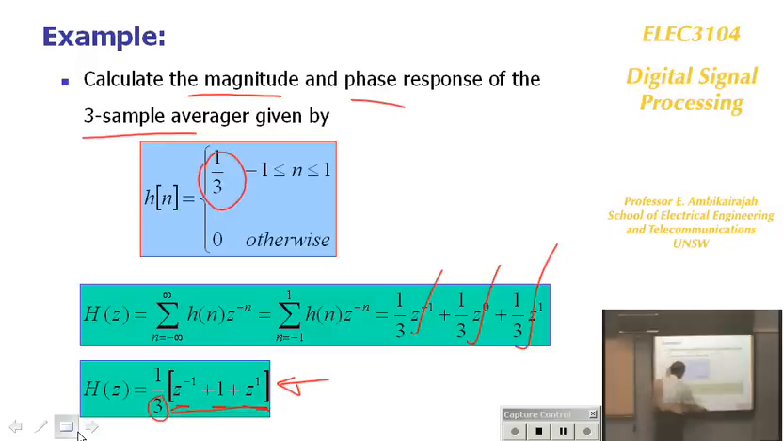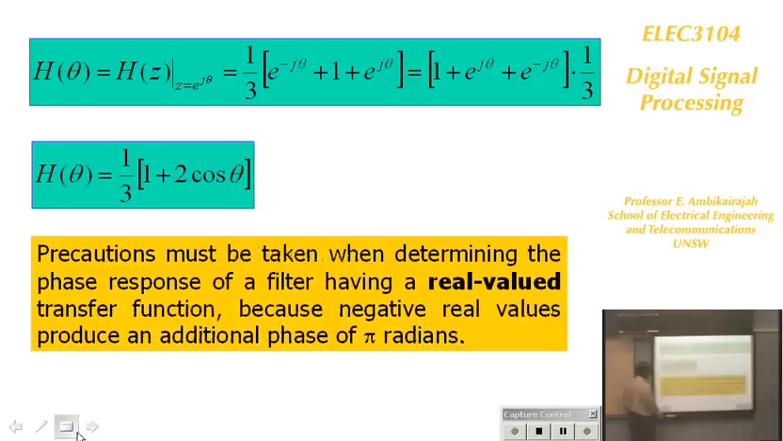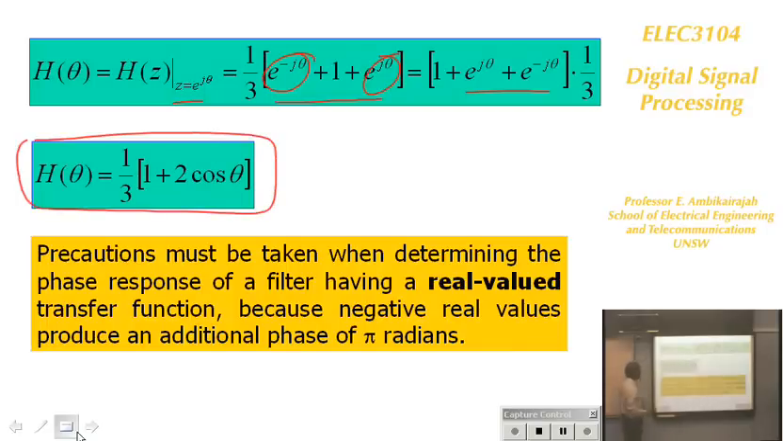So, let's take this example and we'll work out our magnitude and phase response. If you go and substitute z equal to e to the j theta, you get that equation. From that, by combining those two, you can say that's cosine, so it will work out to be 1/3 (1 + 2 cos theta). That's our H(theta).